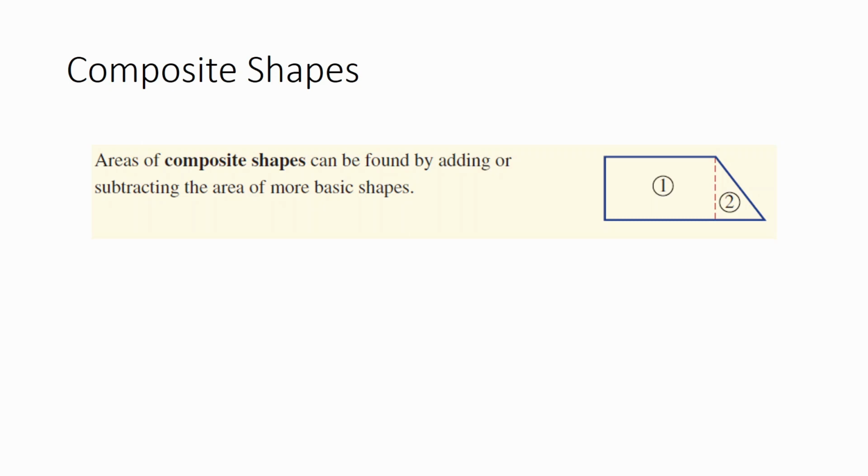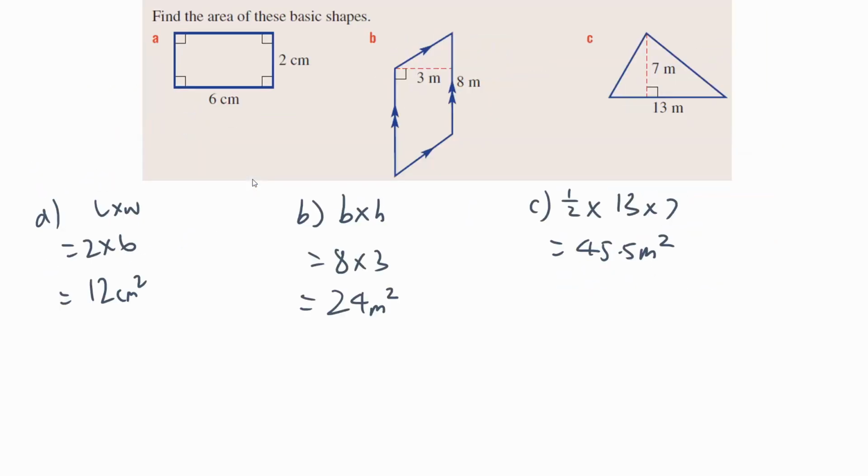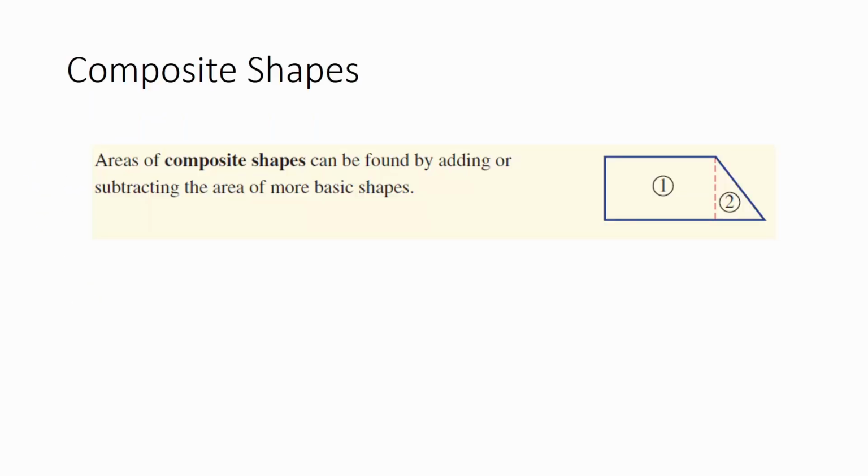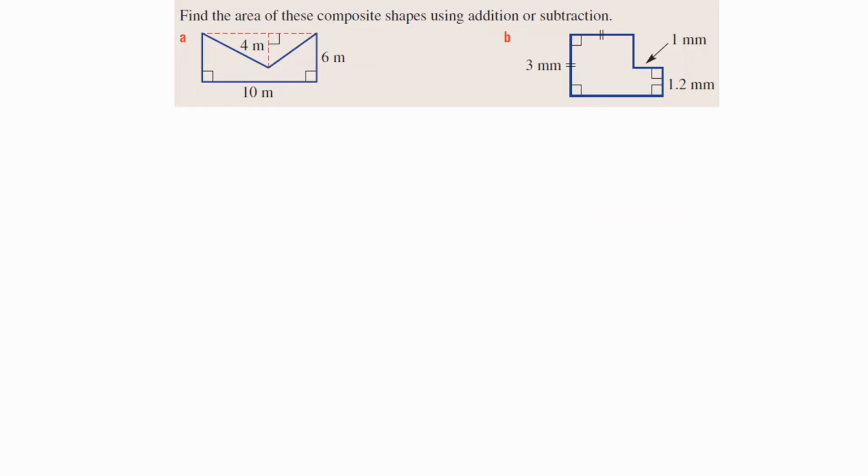Alright, the last thing we need to learn about today is composite shapes. So areas of composite shapes can be found by adding or subtracting the area of more basic shapes. So it combines our knowledge of the different basic shapes, so all of these over here. So this will make a bit more sense when we go through a couple of questions. Let's have a go at these questions on this slide.